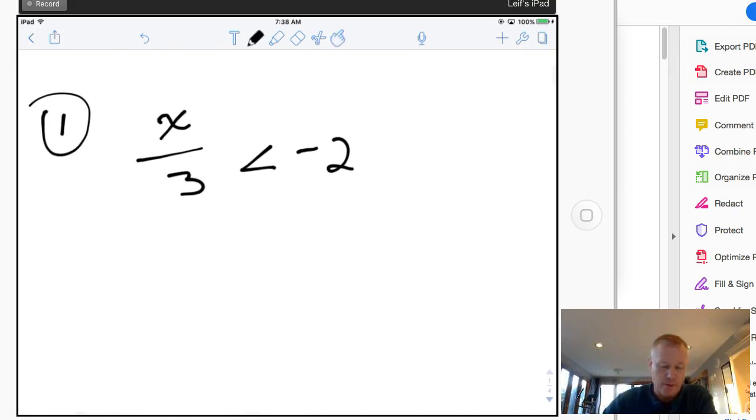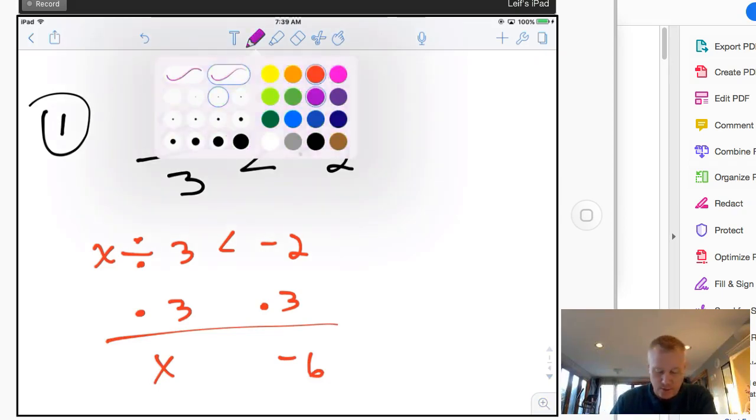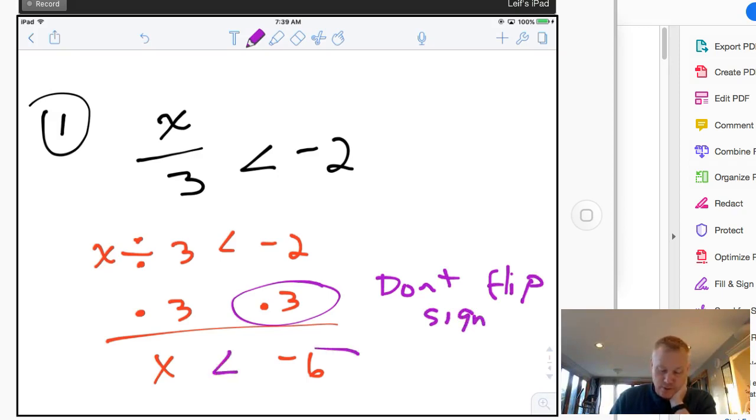So, for example, if I had this one up here, this is the same as x divided by 3, just written differently, which means to solve it, I'm going to do the opposite of dividing by 3, which is multiplying by 3. Negative 2 times 3 is negative 6. Now, I'm not going to flip the sign because I multiplied by 3. It's negative 2 times 3, so I multiplied both sides by 3, not by negative 2, so I don't flip the sign. I keep it the same, which gives me this.